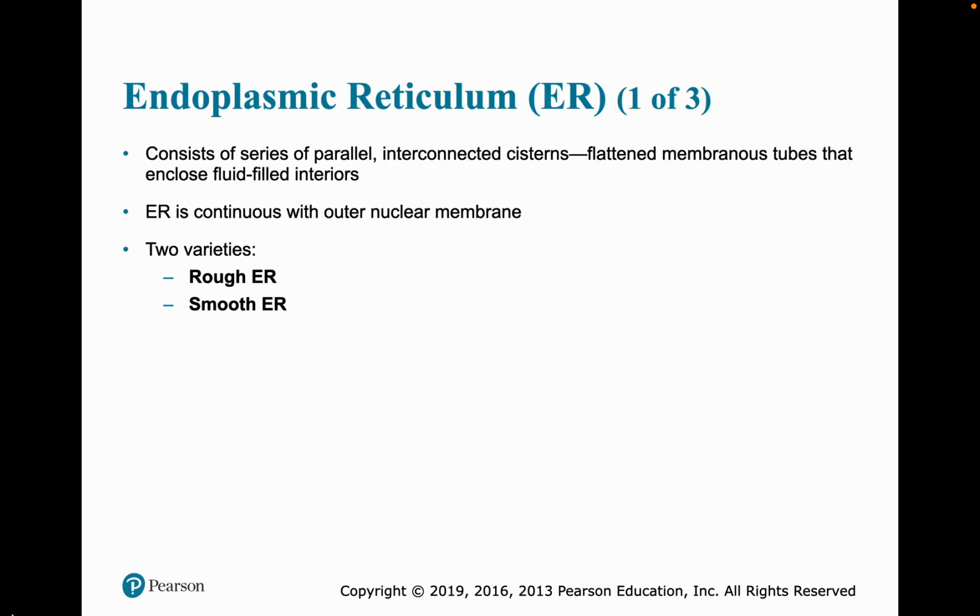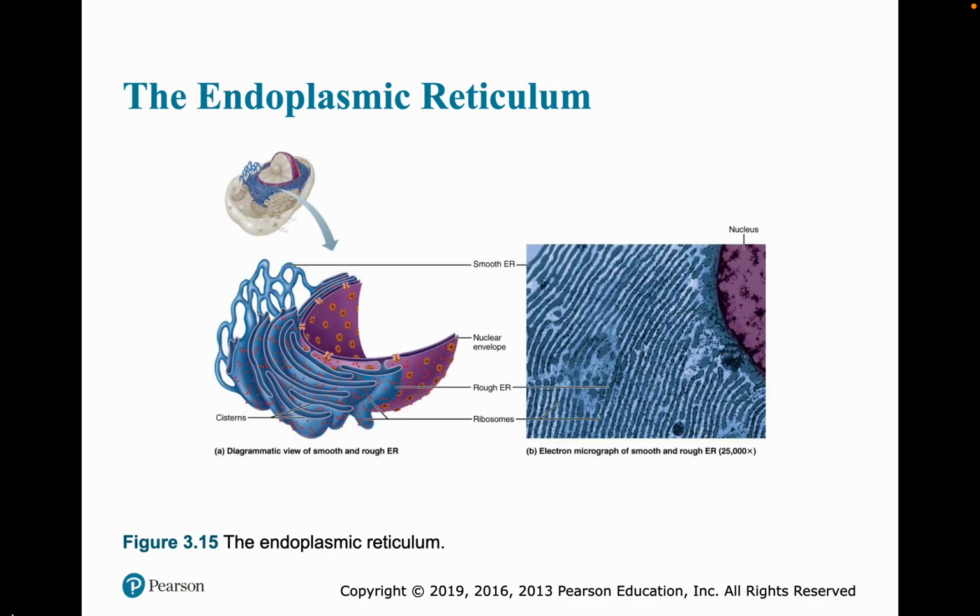And that endoplasmic reticulum is a series of interconnected cisterns or tubes that enclose fluid-filled interiors. The endoplasmic reticulum is continuous with the outer part of the nuclear membrane. And as we talked about on Tuesday, there are two kinds of endoplasmic reticulum: rough endoplasmic reticulum and smooth.